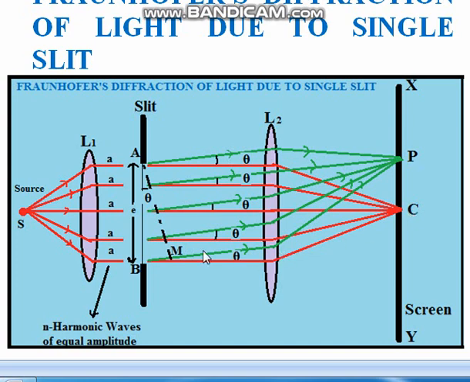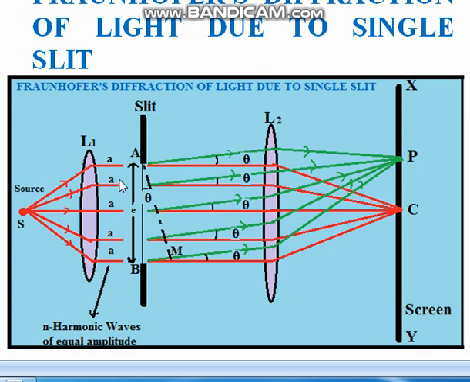Here you can see that the waves which are not diffracted are shown by the red rays, and they collect at point C on the screen. However, the waves which are diffracted by the amount theta are focused by the lens L2 at point P on the screen.